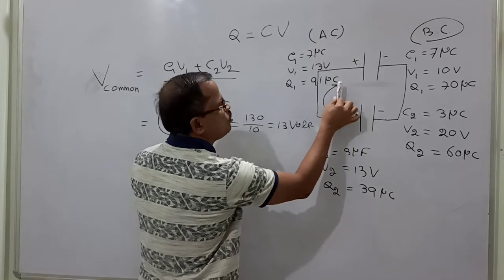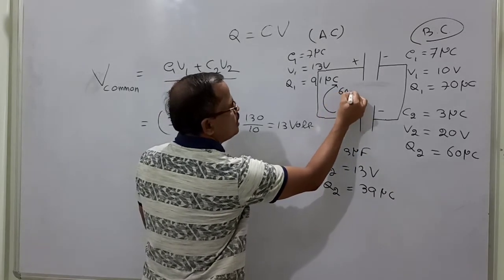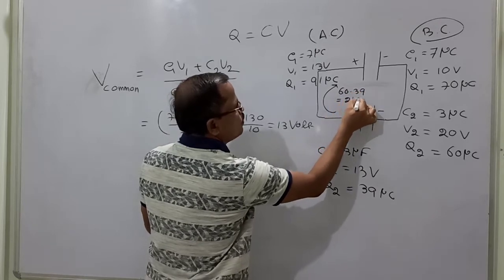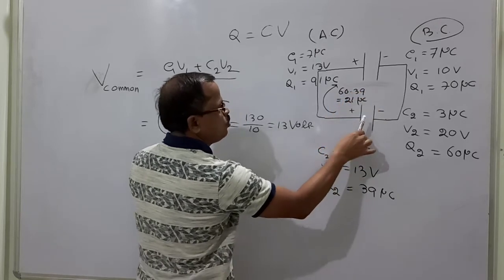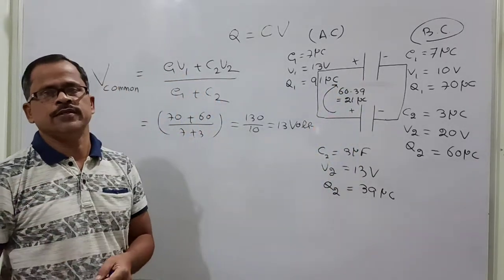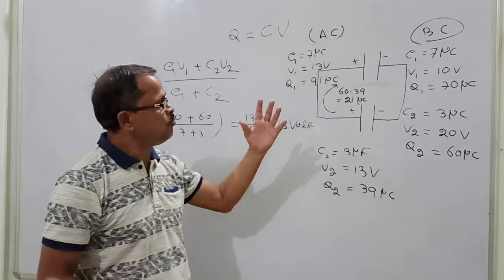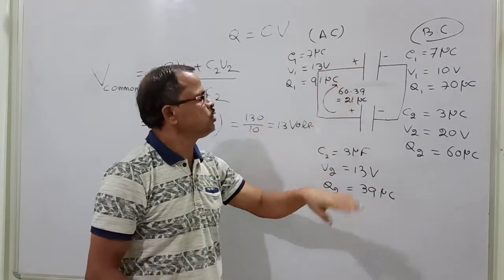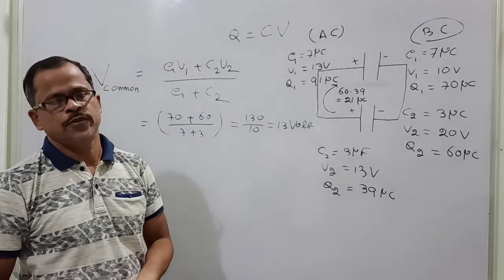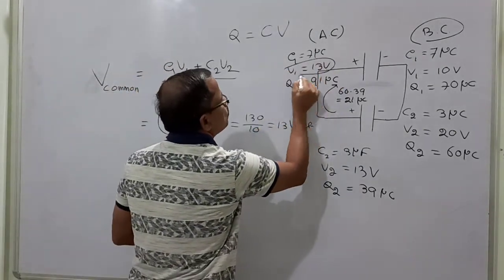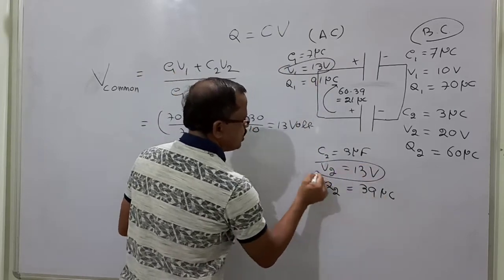Then how much charge will flow? That is equal to 60 minus 39. That is equal to 21 microcoulomb charge will flow from this capacitor to this capacitor. This may be a question: how much charge will flow from this capacitor to this capacitor? That is your 21 microcoulomb. So the next point is, what is the common potential? The common potential is equal to 13 volt. This may be a question.